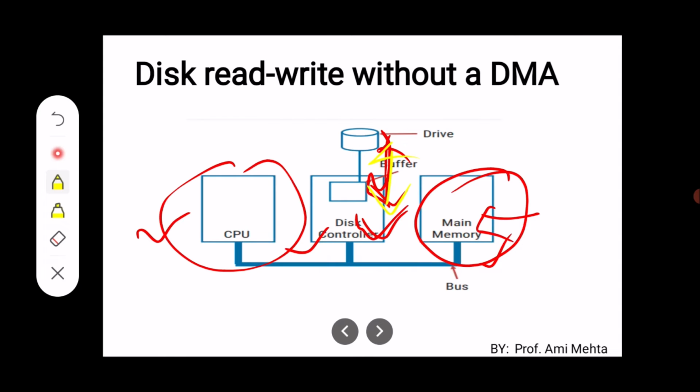Now what happens? The controller checks if there is a read error or not. If there is not, the controller sends an interrupt to the CPU. Now the CPU reads this data from the buffer byte by byte into the main memory. So the CPU is occupied all the time. So this is the concept where there is no direct memory access.